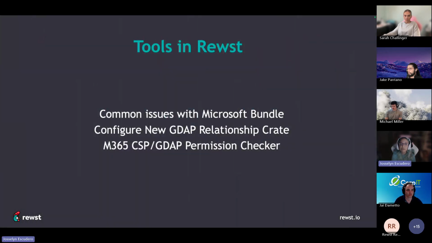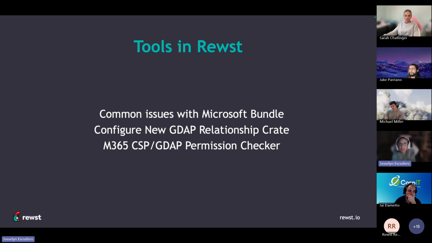Things that you have in Rewst that you can leverage to make sure that all this stuff doesn't happen. We do have a document with common issues with Microsoft Bundle. It does cover a little bit more errors. You do have the GDAP relationship create. Now, this one, we basically do it for you.